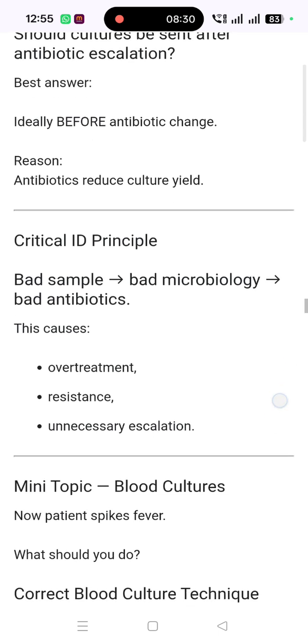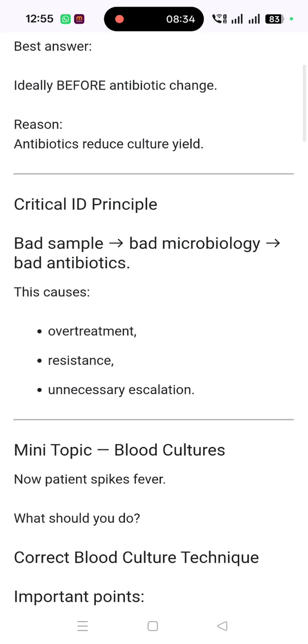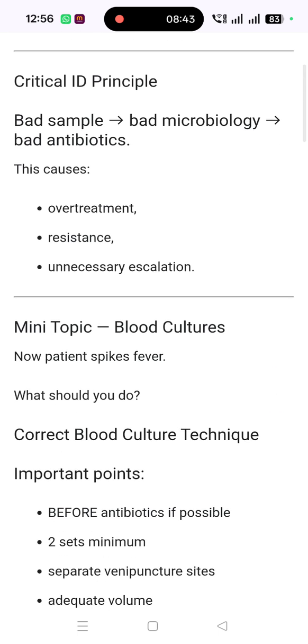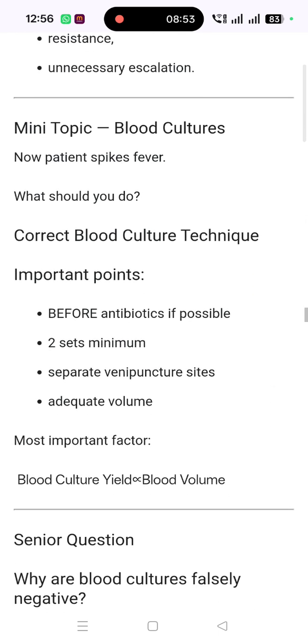Then the critical ID principle is, if the sample is bad, you will go for bad microbiology, and then again you will go for bad antibiotics. So it is very important to have a very good sample. This causes over treatment, it may cause antibiotic resistance, it may cause unnecessary evaluation.